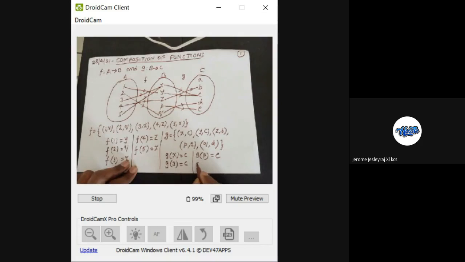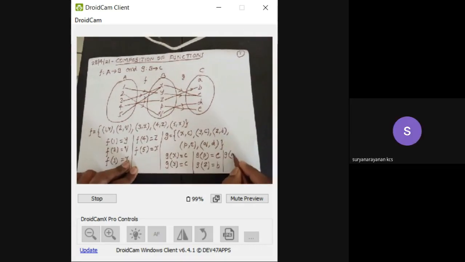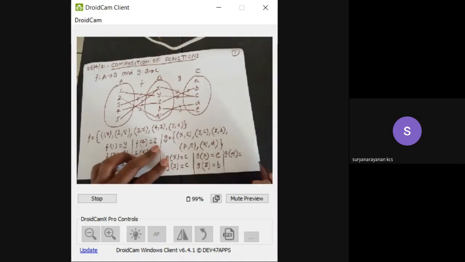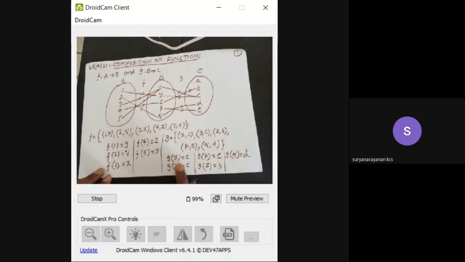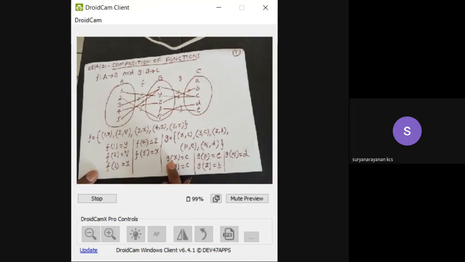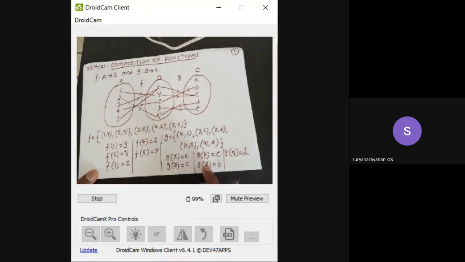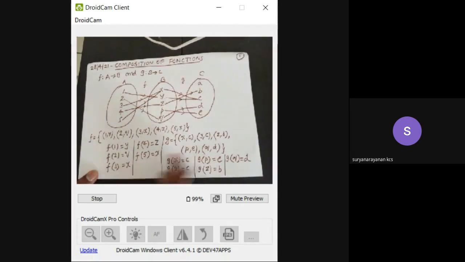Next, the image of Q under G. We have not written the image of element Z under G, which is equal to B. And G of Q is D. So we wrote these ordered pairs in the form of images, or function values, of those particular elements. Understood these descriptions, my dear children?